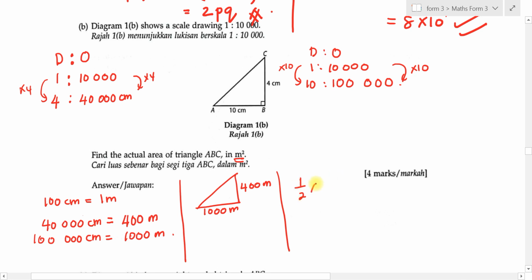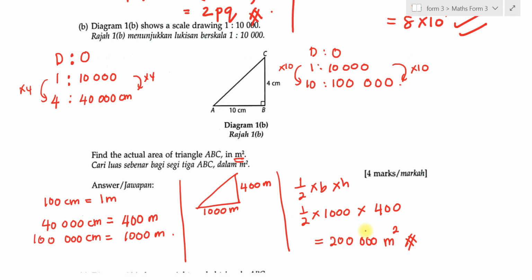Now you just need to calculate the area of the triangle. Easy. 1 over 2 times base times height. So 1 over 2, the base is 1000 times the height 400. So totally, how much do you get? 1000 times 400 divided by 2. So you're getting 200,000 meter square. Okay, that is the answer. Very simple, this question.